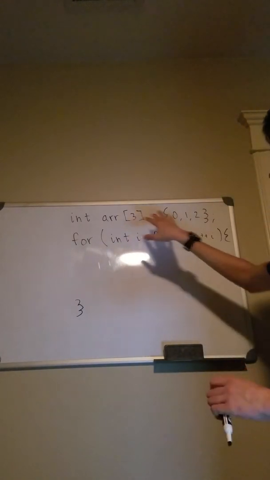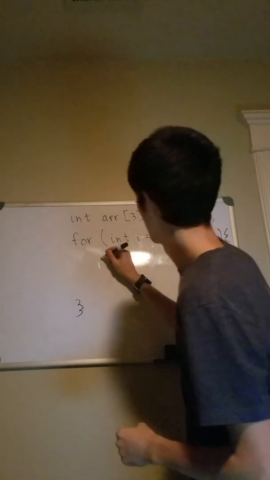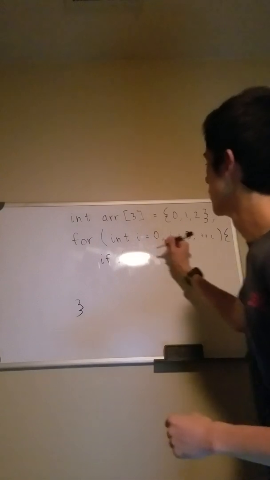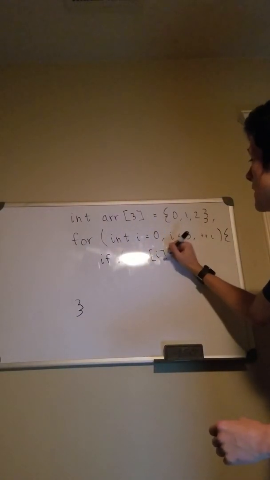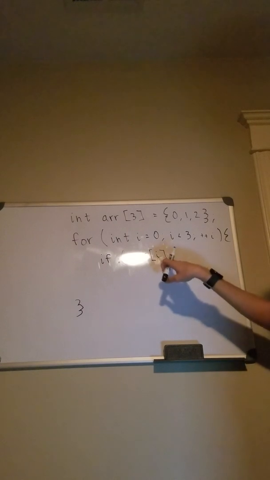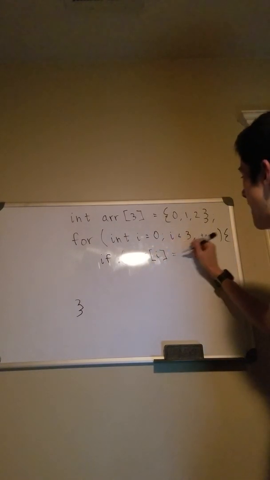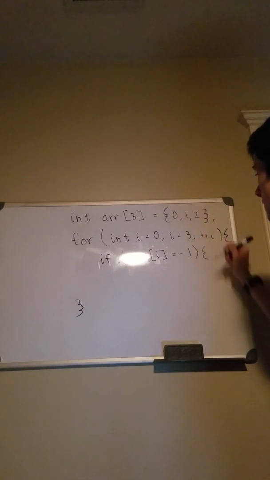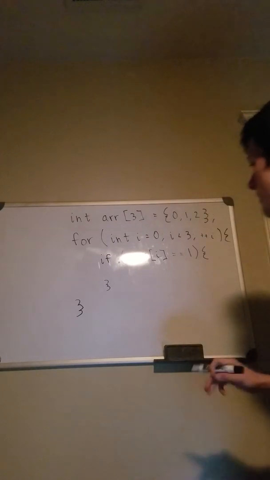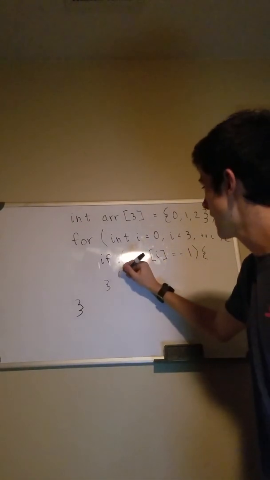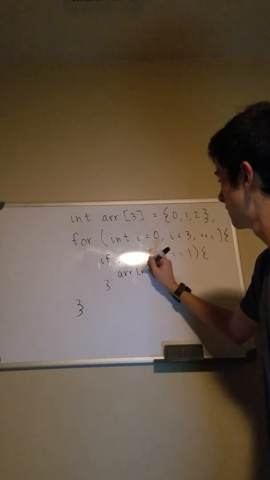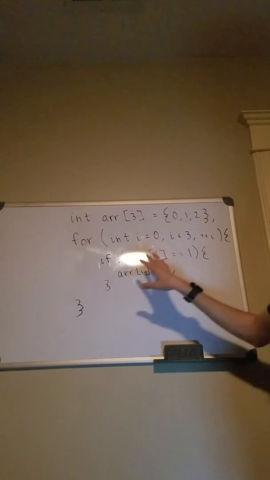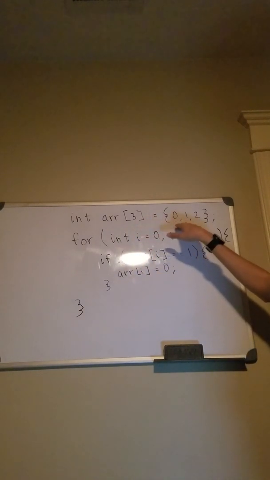So if we're going to go through this array, maybe we check the value at the array location. We can do arr, and then put i inside here, indexing in at the spot that is i. We can check if that is equal to, let's say, 1. And then if it is, we want to set that location equal to 0. So with this loop, we would be going through each index in the array.